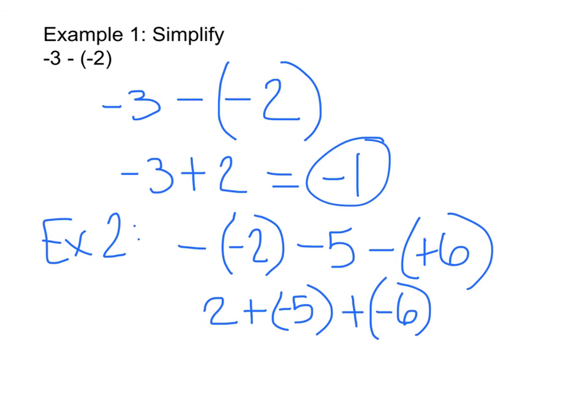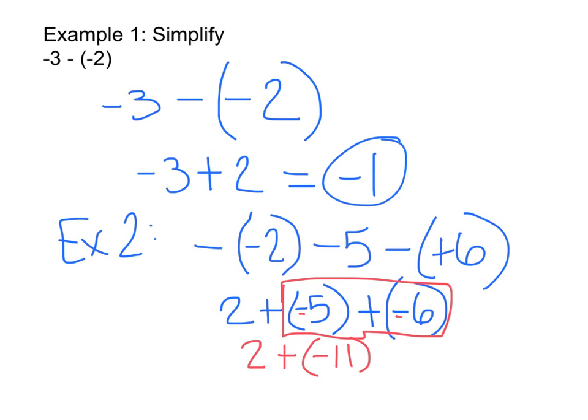So now, since these two have the same signs in front, they both have negatives, we can just add those two. So our problem now looks like negative 2 plus a negative 11. When we subtract or add the opposite, negative 2 plus a negative 11, we get a negative 9.